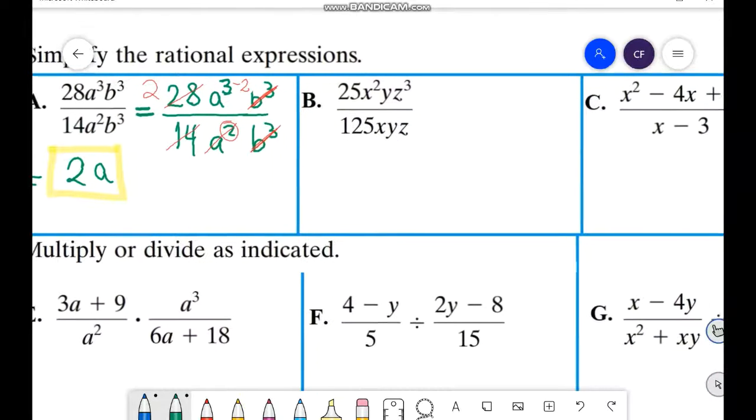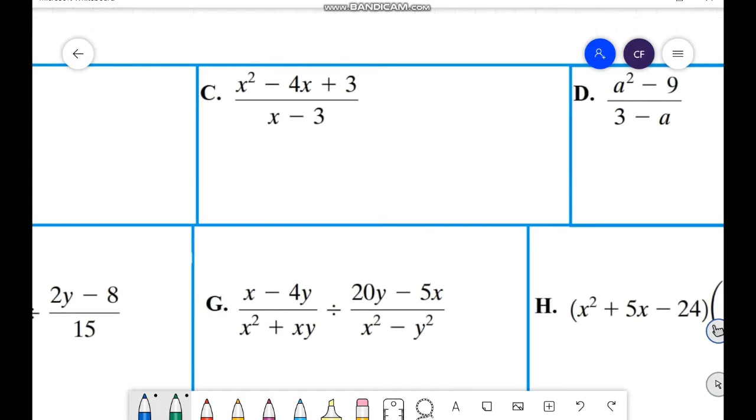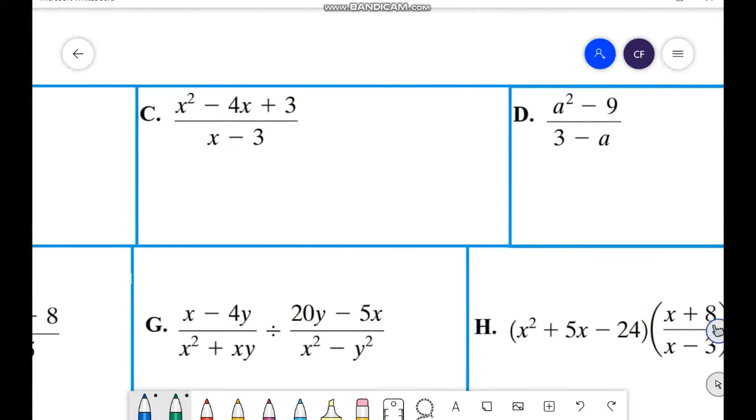And we will skip a few questions, so letter B we will skip, but you come back at the end, and at least I'm going to give you the answers, okay?